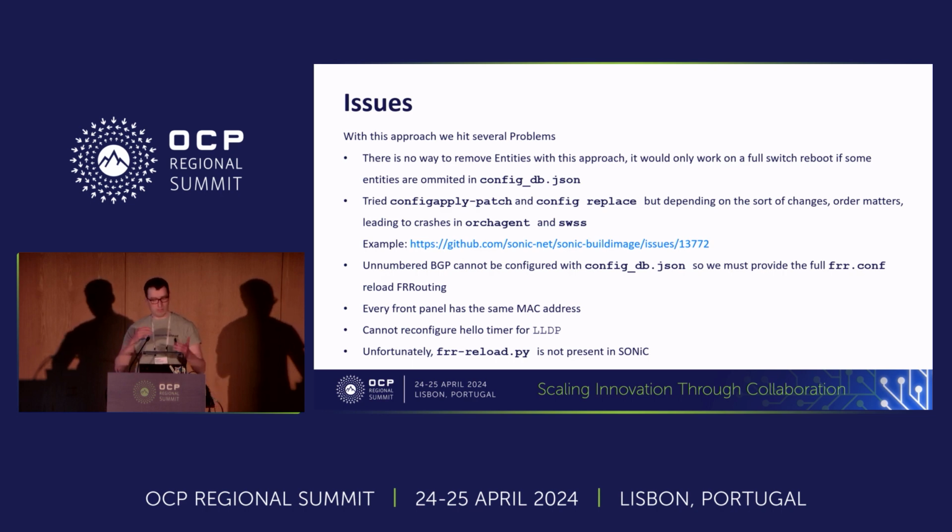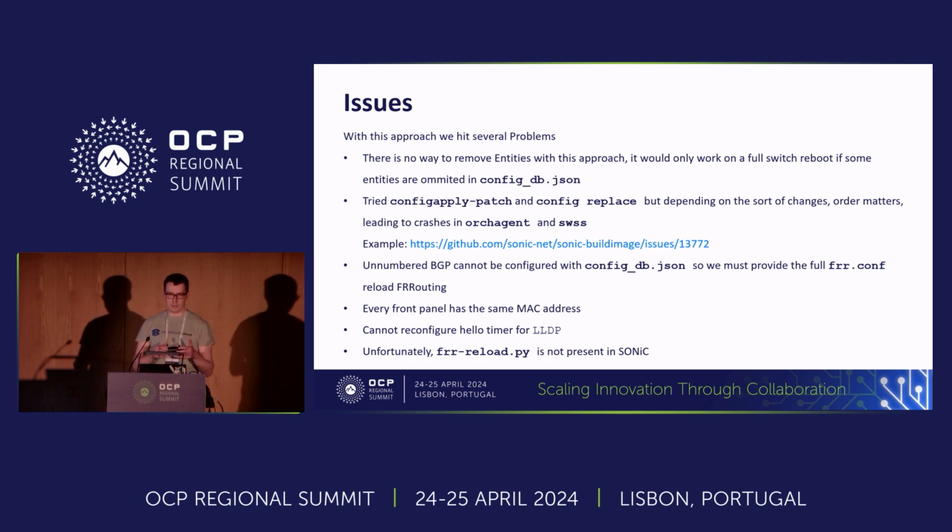But because we are switching interfaces from a VLAN into a VRF and back again, depending on the state of the machines, it looks like for SONiC the order of a request matters. In the config apply patch and config replace, we cannot force a specific order. It's not clear how it does it. And in some circumstances, the orchagent crashes and the whole container as well goes down and the whole state of the switch is gone again. It's like a config load.